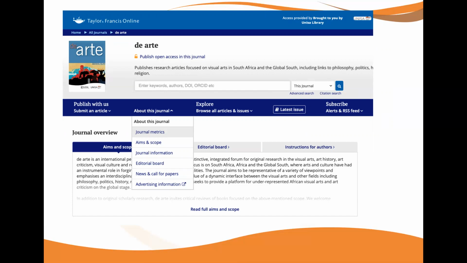You can also find the aims and the scope of the journal. These are the things that the journal publishes, the sorts of topics that this journal deals with. The editorial board is also interesting to look at and gives you an indication of how well respected the journal might be. The editorial board will also be academics, researchers, and well-qualified people within the field.